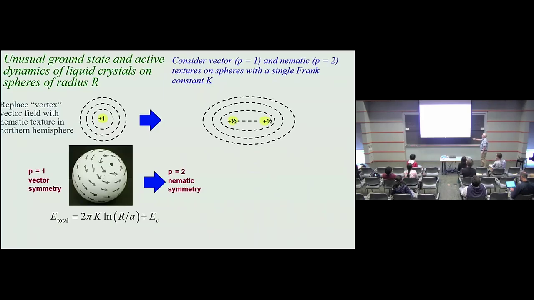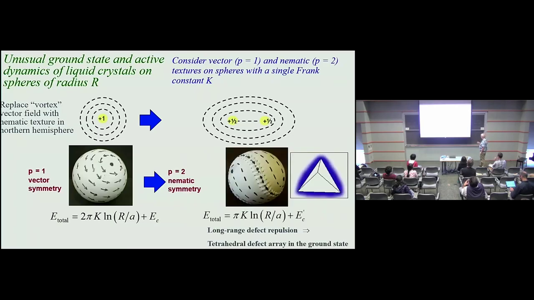If I just look at the northern hemisphere and I replace these arrows with double-headed nematogens, the system becomes unstable. In particular, this +1 defect, this vortex vector field, breaks up into two +1/2 defects. That's a lower energy, and you can work out what that energy is on a sphere. And of course, the same thing happens in the southern hemisphere. So I have 4 defects where I had 2 before. They repel each other, and not surprisingly, they go to the vertices of a tetrahedron.